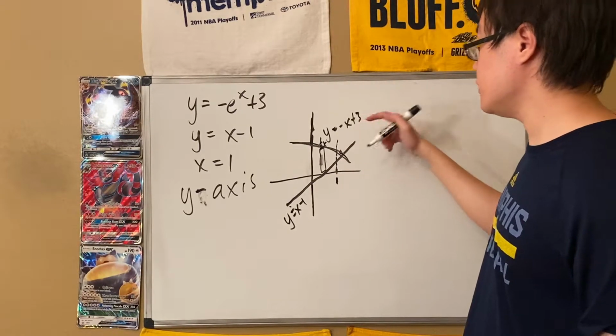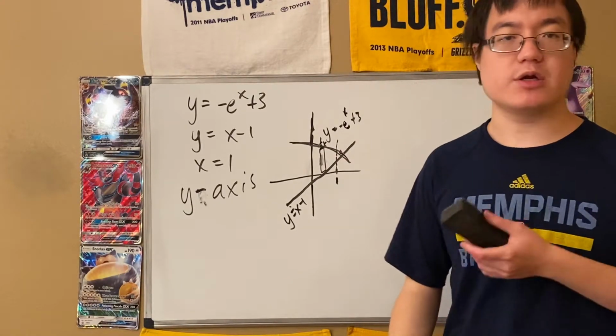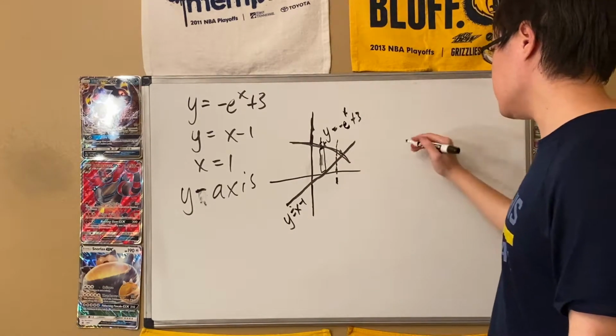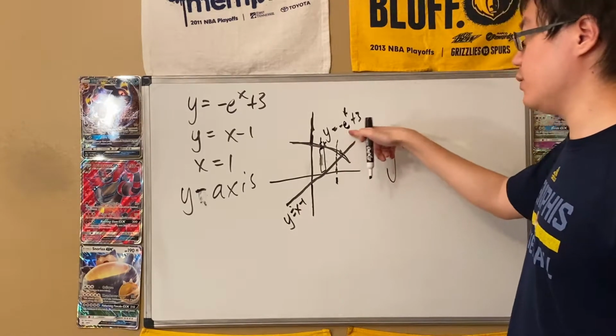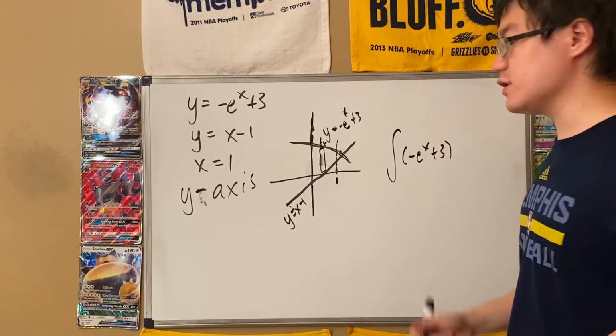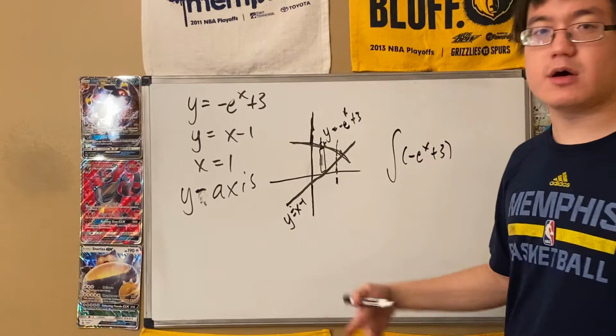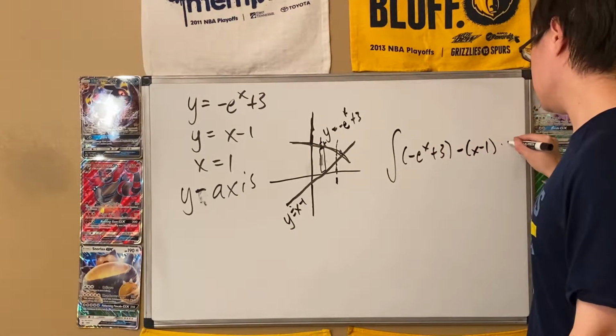It's going to be this one right here. We need an e to the x. And then the bottom one is going to be the x minus 1 line. So let's get started. So it's going to be the integral, again, of top minus bottom. That's all it is. So we're going to put top in parentheses, minus e to the x plus 3. And then it's going to be minus the bottom integral, which is just the line x minus 1. So it's going to be minus x minus 1 dx.